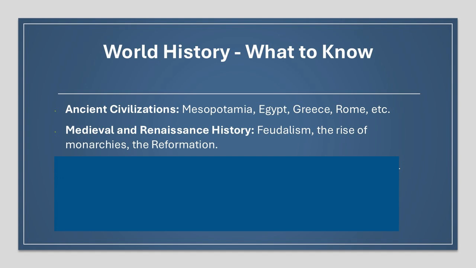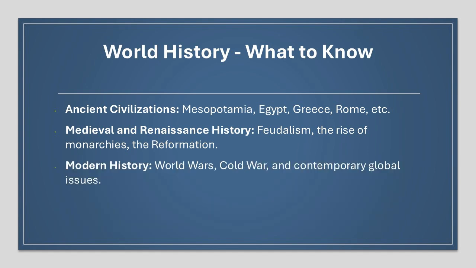Modern history: world wars, Cold War, and contemporary global issues. Modern history includes the significant events of the 20th century, such as the two World Wars and the Cold War. The World Wars reshaped borders, economies, and societies, and the Cold War created a global power struggle between the United States and the Soviet Union. These conflicts affected millions of lives and led to significant technological and social changes.